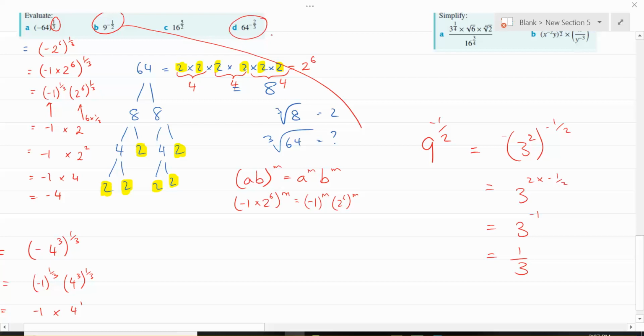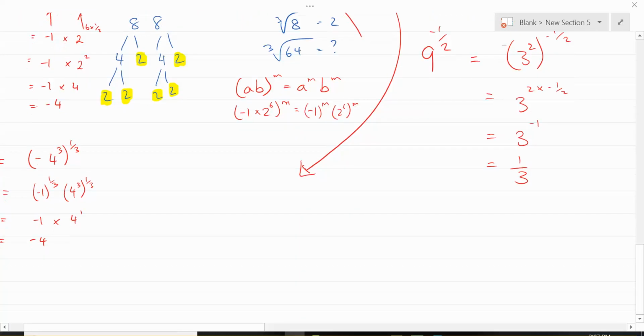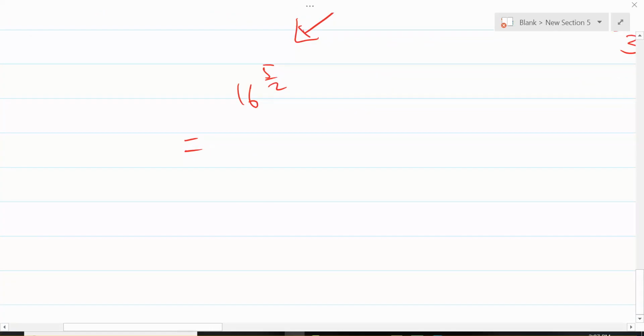Let's say 64. Actually, I'll do 16 to the power of 5 on 2. Same drill. 16 to the power of 5 on 2. Notice that there's a 2 here. So if it's a 2, you've got to think of a number that multiplies itself to give you 16, which has to be 4. 4 to the power of 2 is the same thing as 16. Power of 5 on 2. That becomes 4 to the power of 2 times 5 on 2. And again, the 2's cancel out, so now you're left with 4 to the power of 5.